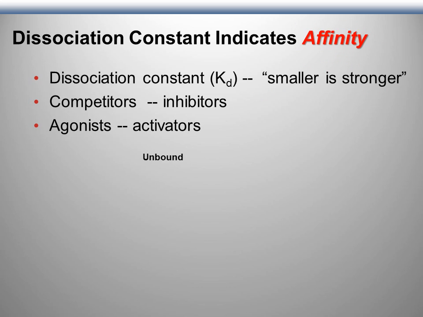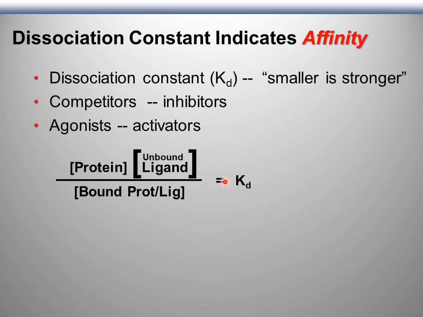Okay? And we can modulate affinity. We can modulate affinity with inhibitors or competitors. We can also modulate affinity with activators. Okay? But fundamentally, KD is a ratio of unbound ligand to bound ligand. It's almost an inverted reaction to the KEQ. KEQ and KD are almost inverse of each other. Okay? KD is much more common in protein chemistry.